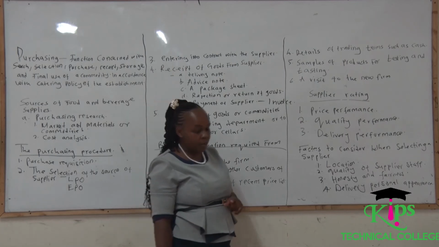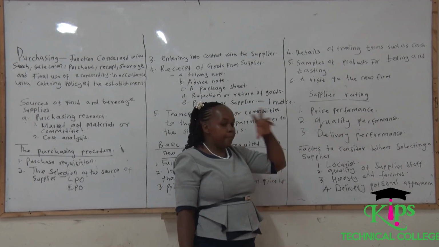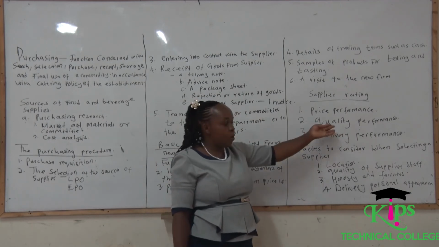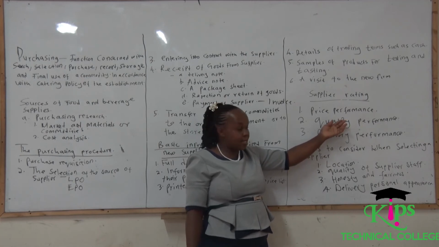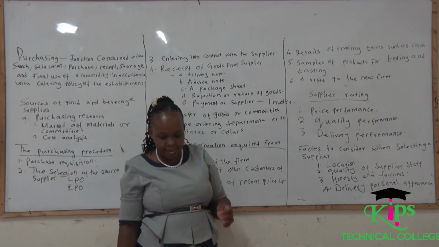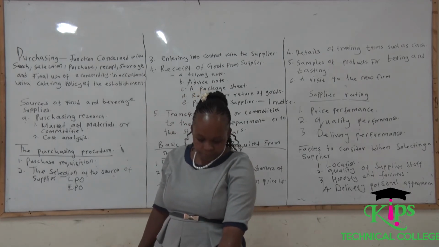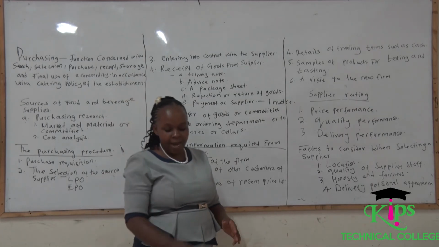Remember that we have talked about quality. Then there is quality performance, and we say you cannot just see and say this is a quality product. You need to use the standard purchase specification to know the quality of that product. So we say that being consistent in meeting the purchase specification would give a high rating.